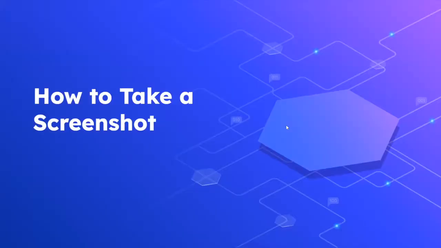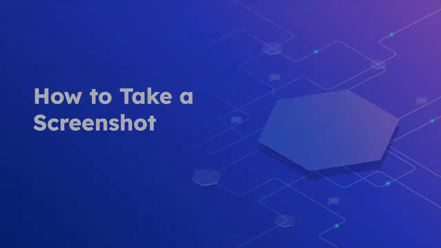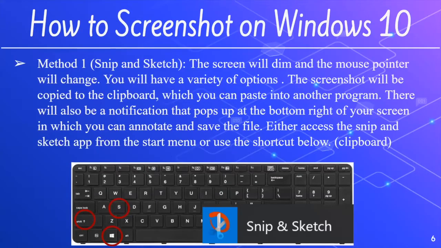How to take a screenshot. On Windows 10, there are a couple methods. The first one is the Snip and Sketch. When you use the Snip and Sketch, the screen will dim and the mouse pointer will change. You will have a variety of options.